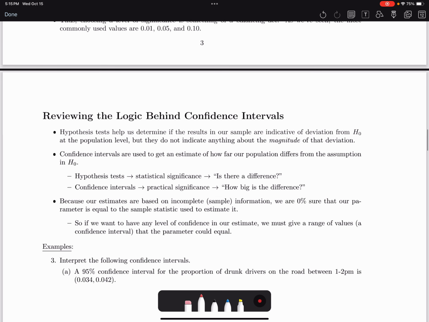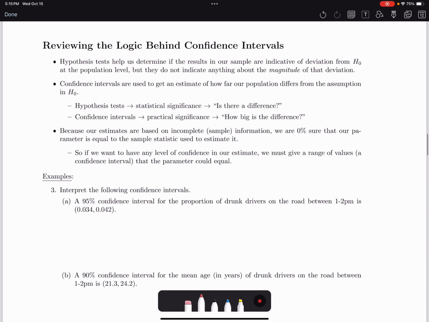Okay, so that'll do it for the logic behind hypothesis testing. Let's talk about the logic behind confidence intervals, okay? Hypothesis tests help us to determine if there's a difference, right? Hypothesis tests tell us whether the sample evidence we're seeing indicates that there's a deviation from the null value, okay? But they don't tell us anything about the magnitude of that deviation. They don't tell us how much of a difference there is. Okay, so hypothesis tests tell us if there's a difference, but they don't tell us how large the difference is.